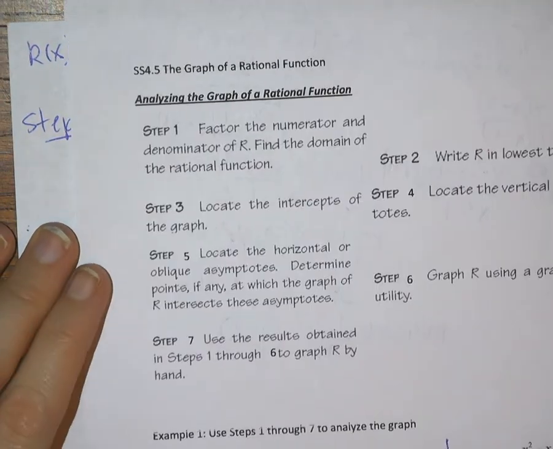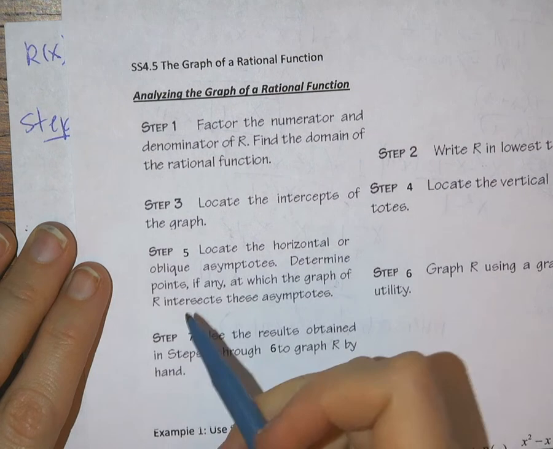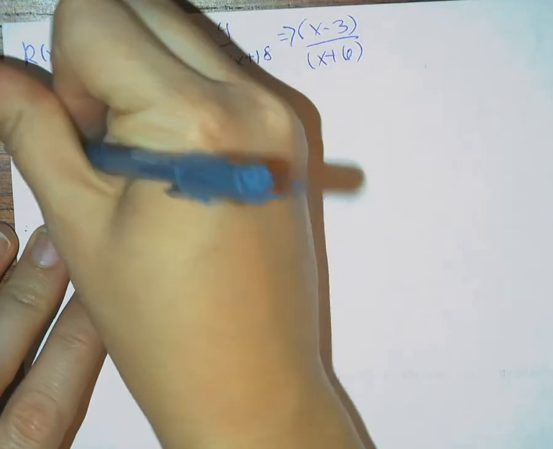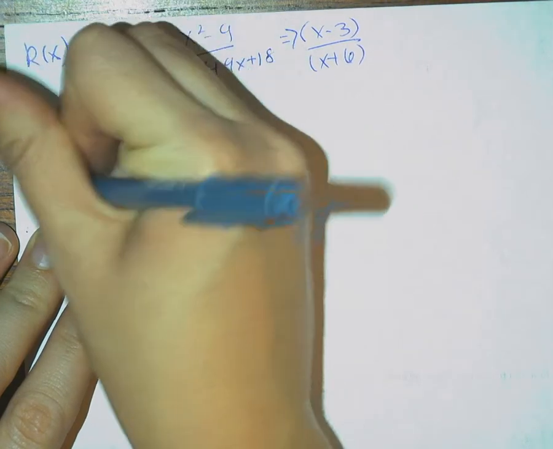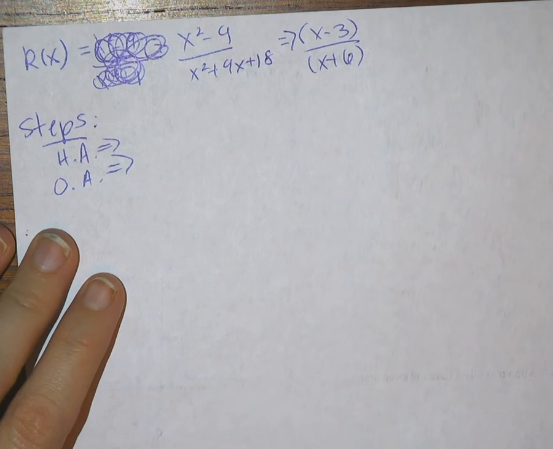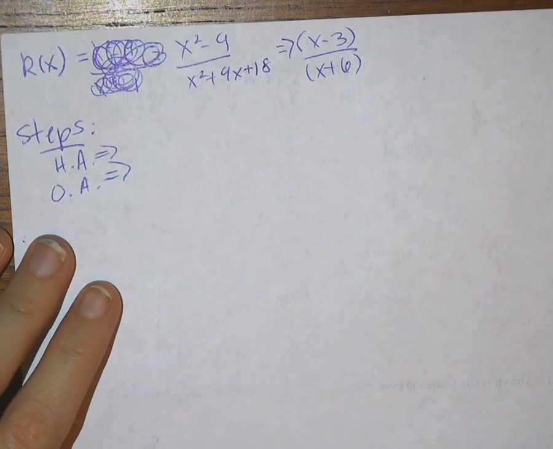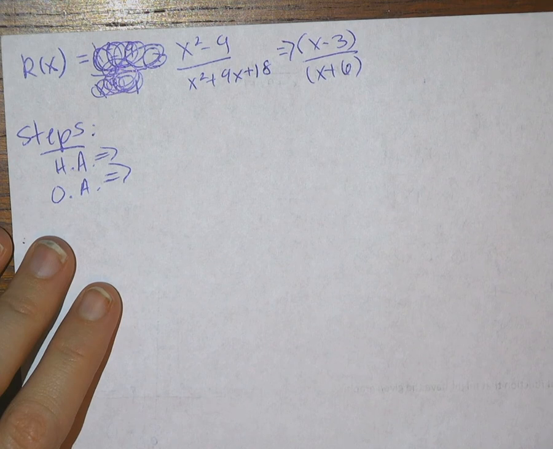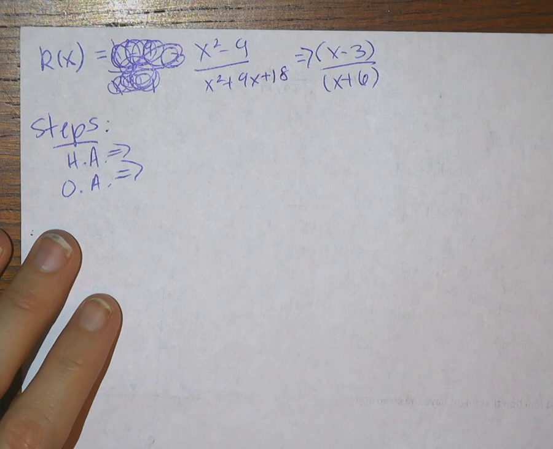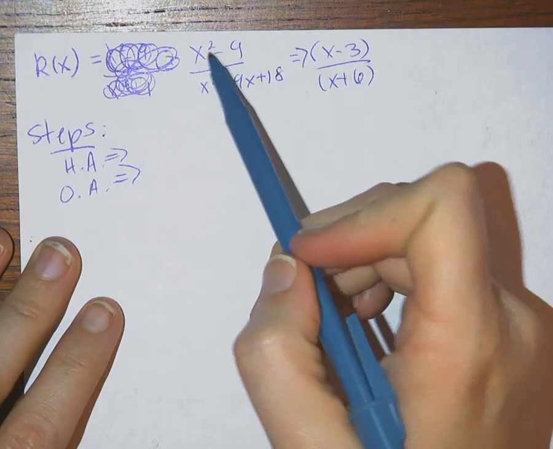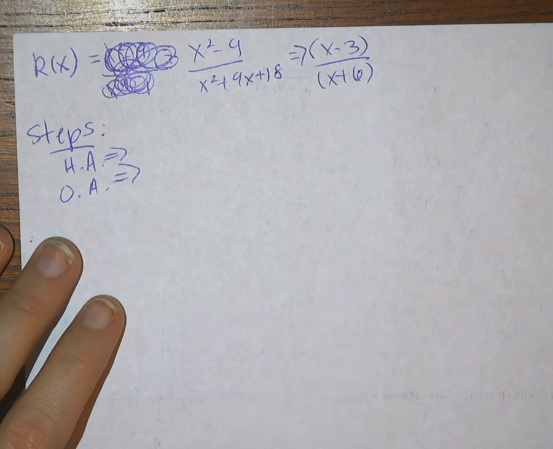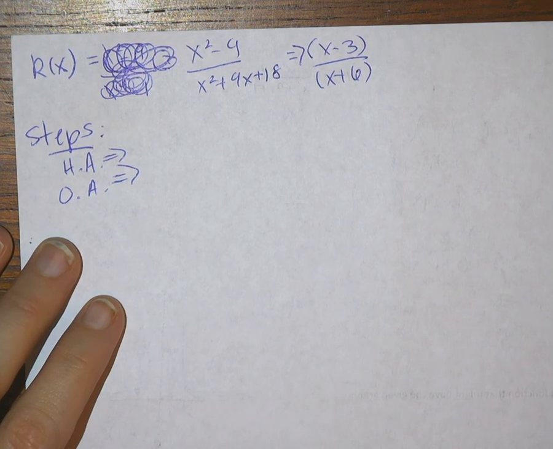Step 5, if we look back at our notes, asks us to locate the horizontal or oblique asymptotes. So horizontal or oblique. If we remember, the way to decide that is if we have an improper fraction, meaning that our numerator and denominator either have equal degree values or our numerator has a greater degree than our denominator, which is the case here. You can see that these are equal degrees. So if this is the case that we have this improper fraction, then we need to divide.